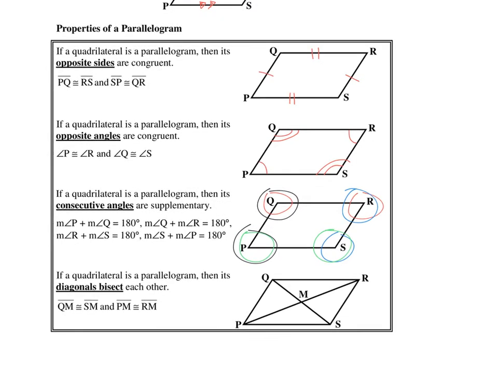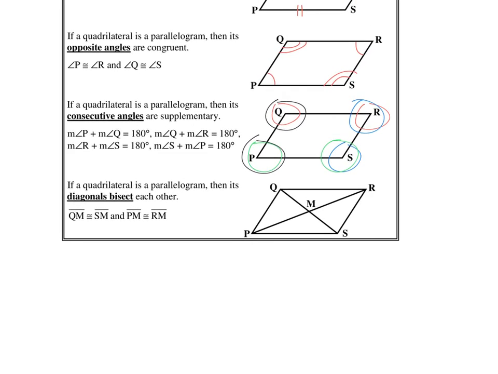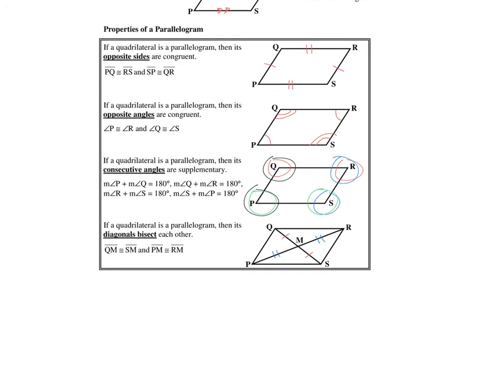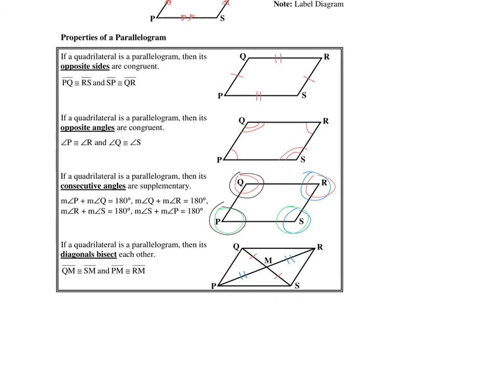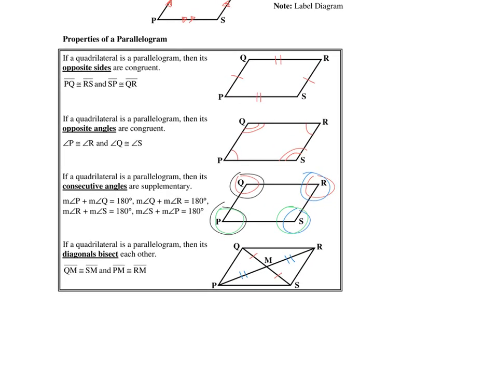And the last one, if a quadrilateral is a parallelogram, then its diagonals bisect each other. They bisect, so they cut each other in half. That piece is congruent to that piece, and PM is congruent to RM. That's all there is to it. So you have all these properties to work with now for parallelograms. Let's do some examples and apply them.